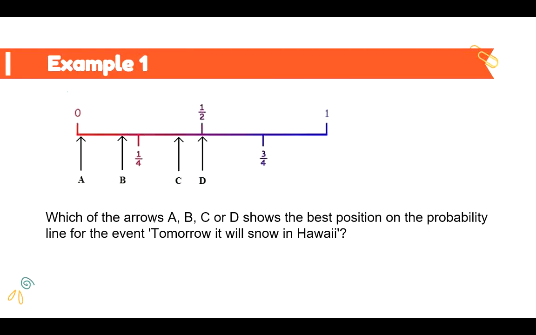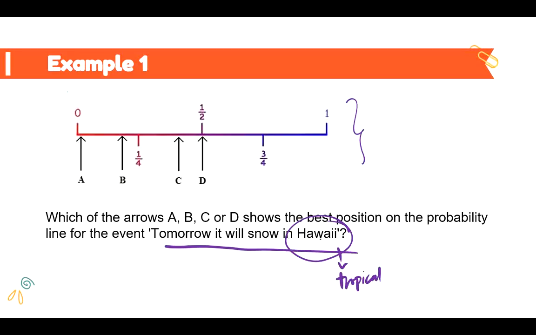Example number 1. Which of the arrows A, B, C, or D shows the best position on the probability line for the event tomorrow it will snow in Hawaii? Unang gagawin nyo, tatanungin nyo yung sarili nyo, yung Hawaii ba ay nagkakaroon ng snow? Anong type ng country ang Hawaii? Okay? So, ang Hawaii, class, is a tropical country. So, therefore, unlikely. Pero, titingin kayo dito, class, sa image nyo, saan ba yung pinaka-the best answer? Si A, B, or C, or D? Mas malapit si A kay 0. Kasi, it is unlikely or impossible to happen.